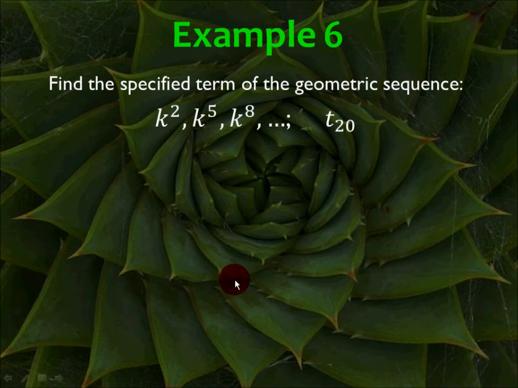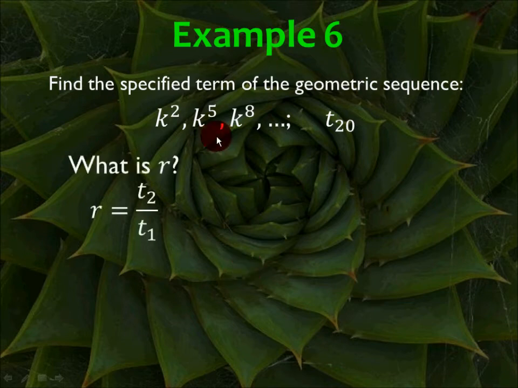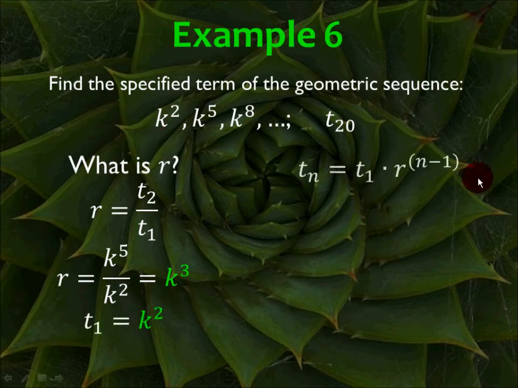Find the specified term of the geometric sequence in example 6: k squared, k to the 5th, k to the 8th, and so on, and we want the 20th term. So, now that you know the first term and the ratio, we can figure that out. The ratio, take one term divided by the previous term, k to the 5th divided by k squared, which reduces to k cubed. Again, you know the first term is k squared, so let's write our nth term formula. Tn equals k squared times k cubed to the n minus 1 power.